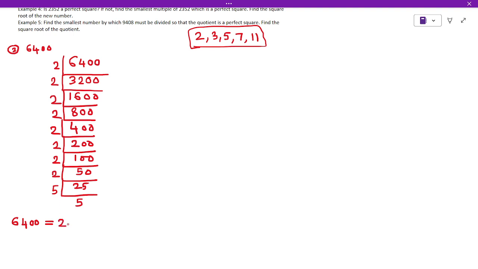So 2 into... how many 2s are there? Let me count: 1, 2, 3, 4, 5, 6, 7, 8. Let me count it again because we shouldn't make any mistake: 1, 2, 3, 4, 5, 6, 7, 8. Okay, done. Now how many 5s are there? There are two 5s. So let me write down 5 into 5.